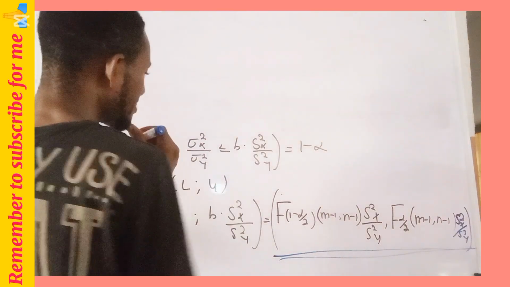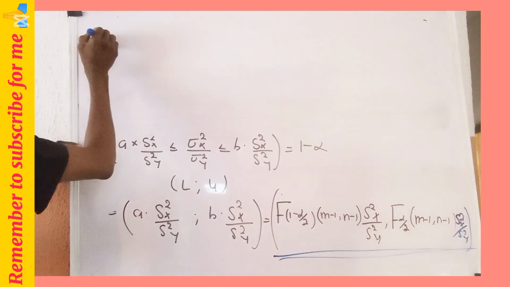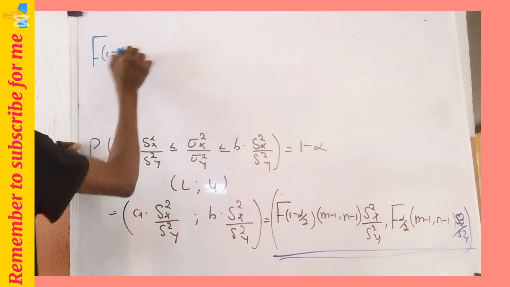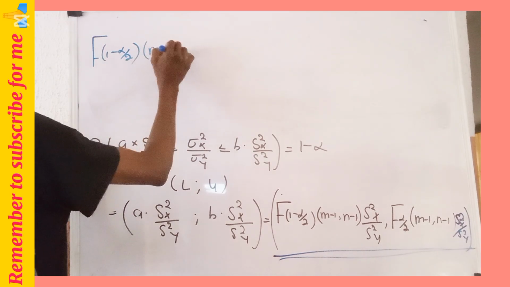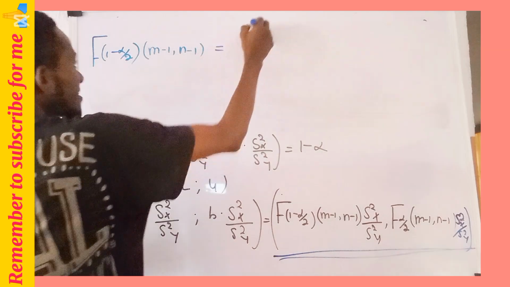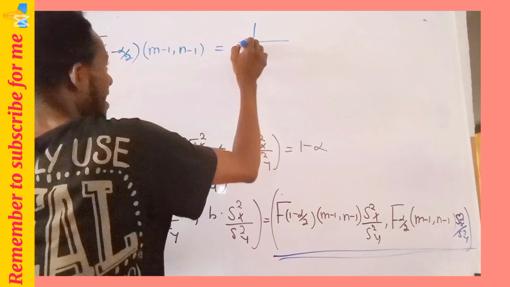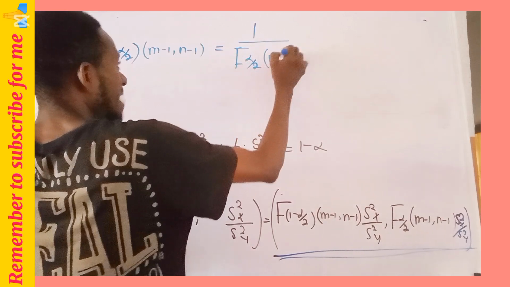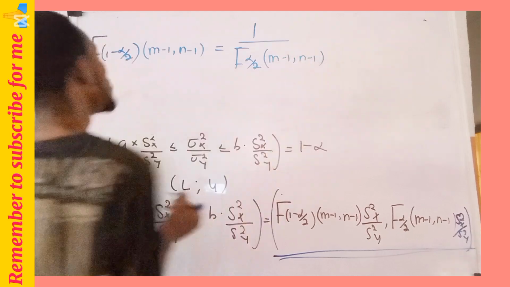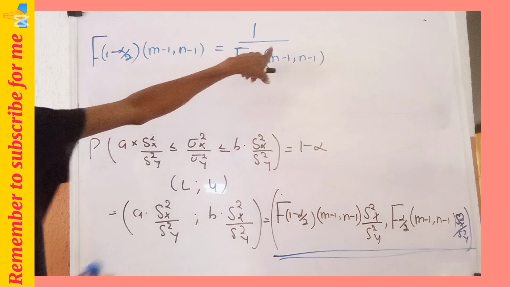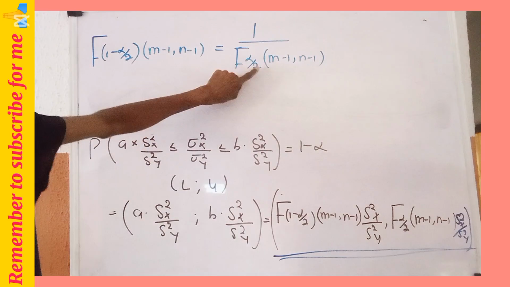They told us, of course, if you go through the pages of the textbook, they say that F of 1 minus alpha over 2, M minus 1, N minus 1 degrees of freedom can be written as 1 all over F of alpha over 2, open a bracket, M minus 1, N minus 1 degrees of freedom. So I can decide to use this in place of this, or this in place of this.